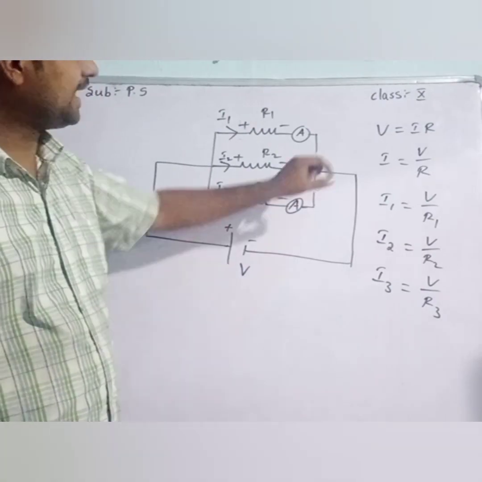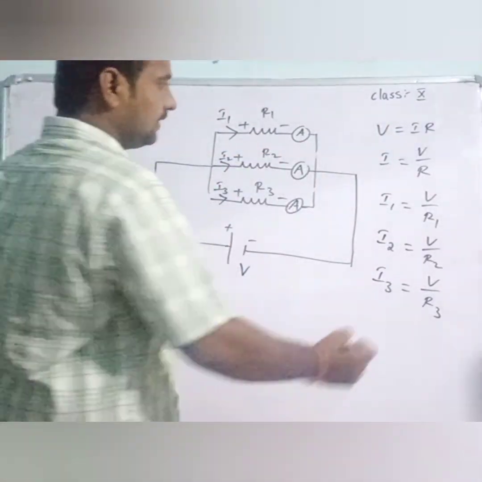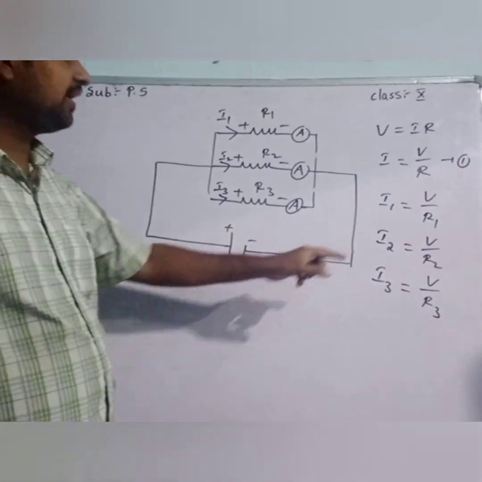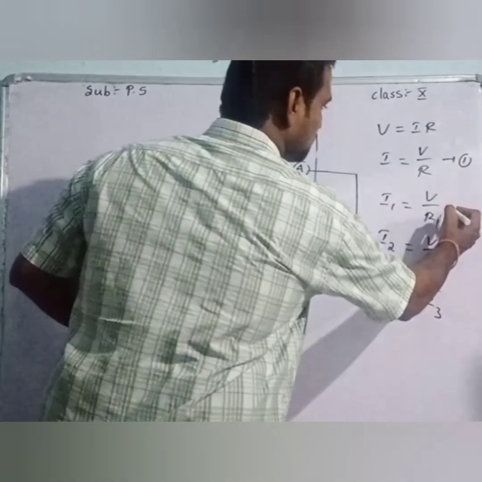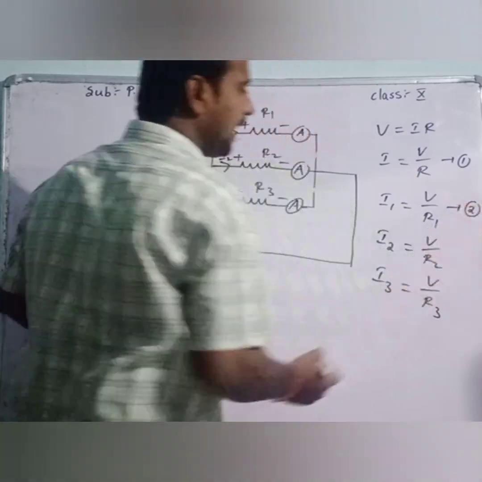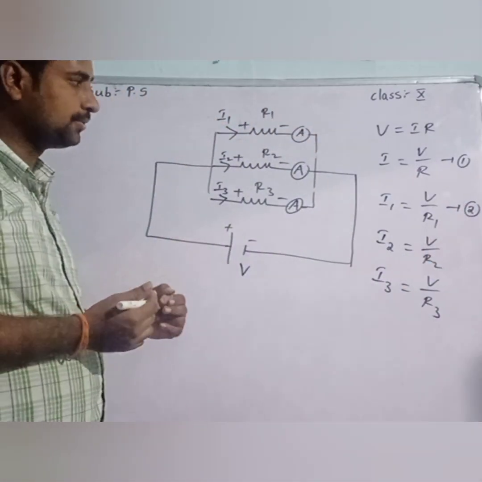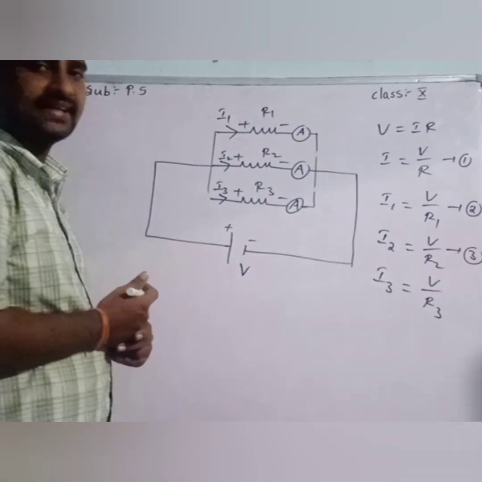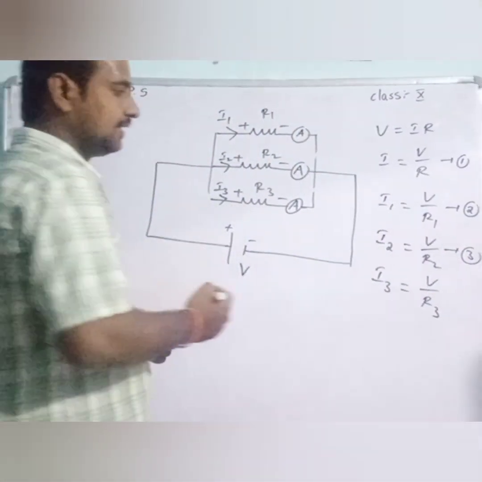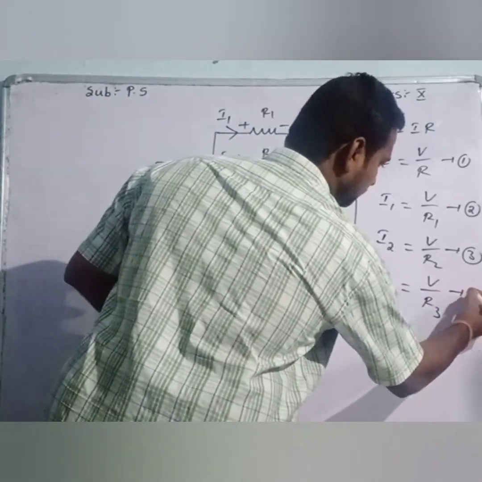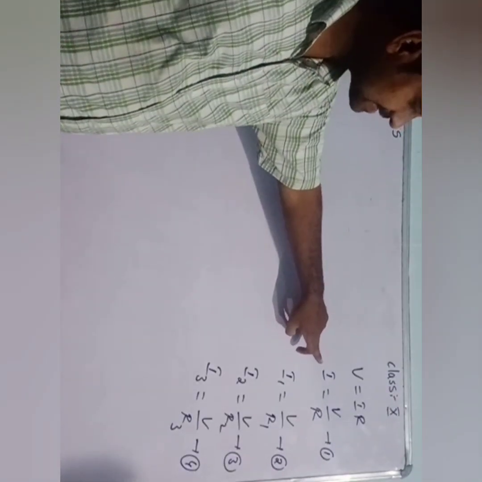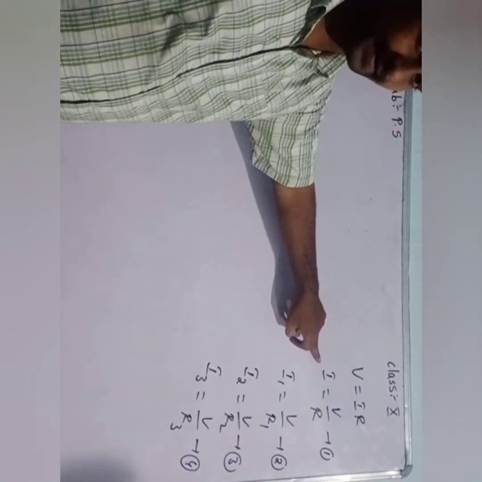Clear? So I is equal to V by R. This is equation number 1. And I1 is equal to V by R1, equation number 2. And I2 is equal to V by R2, equation number 3. And I3 is equal to V by R3, equation number 4. Clear? Okay, students.